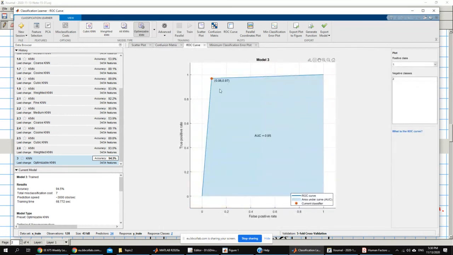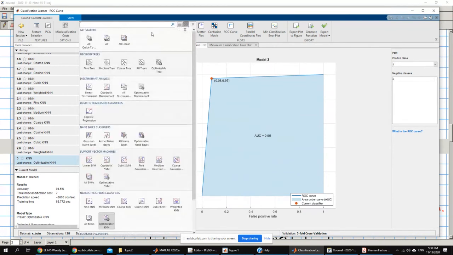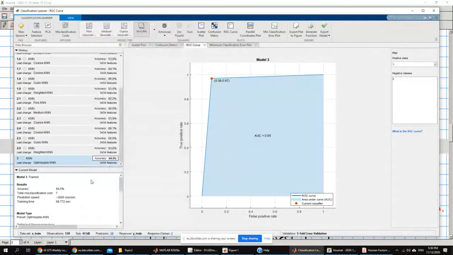The ROC curve seems very good also. 0.08 now, so the specificity is now 92%, or 0.92. The sensitivity is 0.97. It's a little bit higher than the 0.95 that we had before. So this is extremely good. We can do that for all kinds of classifiers. You can do that for the support vector machines, for example. Let's try that.